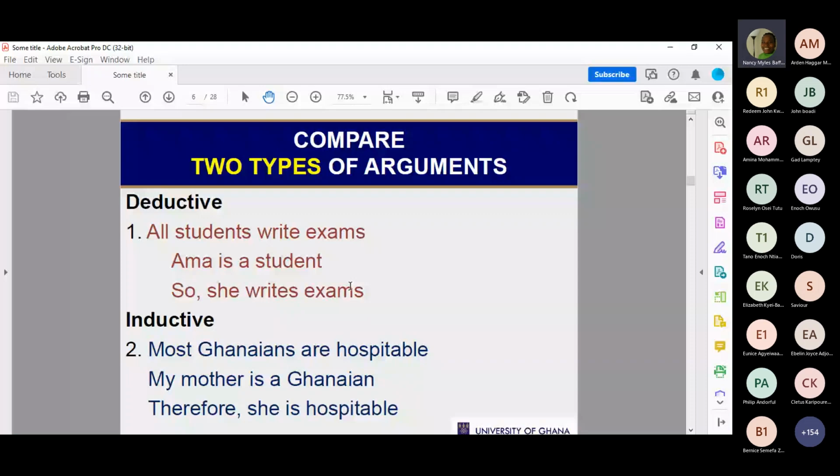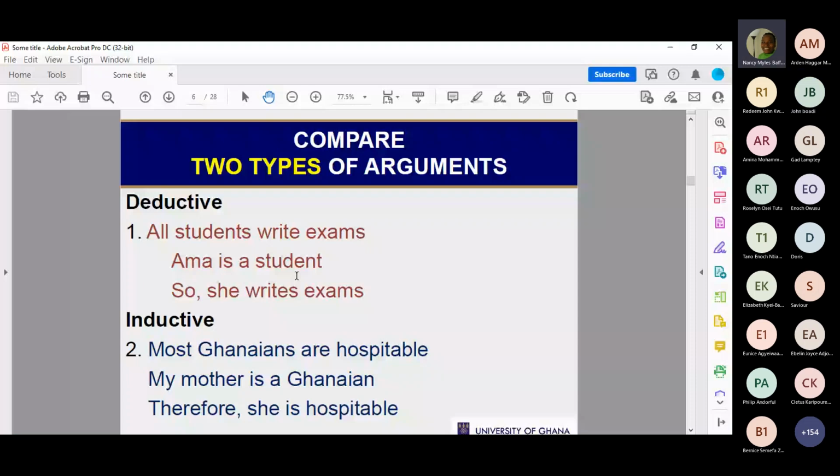Now, the one that I just showed you that some people would say, so let's use, better still, on our screen. Someone will say, all students write exams. Then the second premise, instead of saying Amma is a student, therefore Amma writes exams, which would be valid by modus ponens, they will not do that. They will say, all students write exams. Amma writes exams.